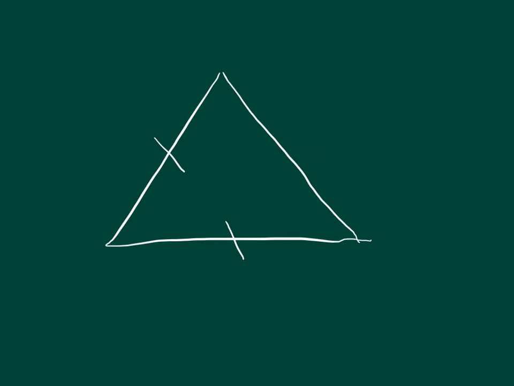So let's have a look at another isosceles triangle. Now it'd be quite easy to fall into the trap of thinking that the angles that are equal are always at the bottom. But this is not the case. And let's show you why.